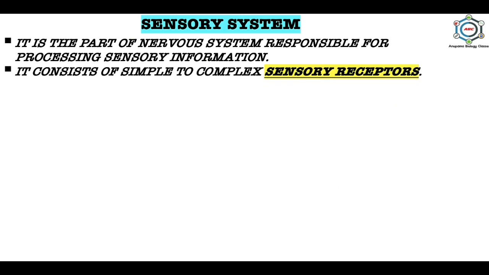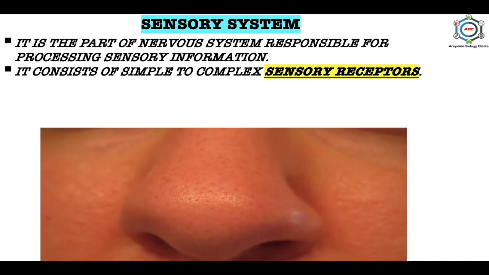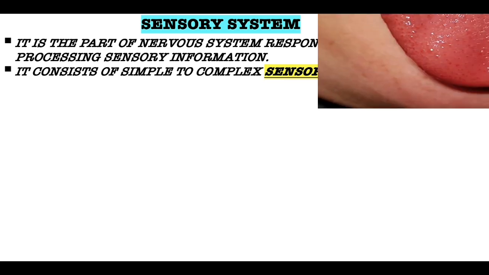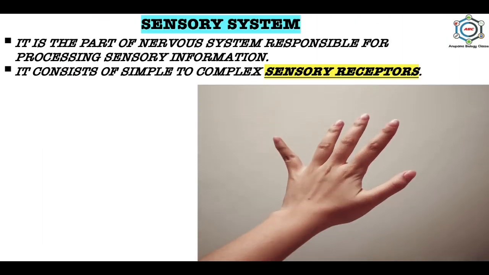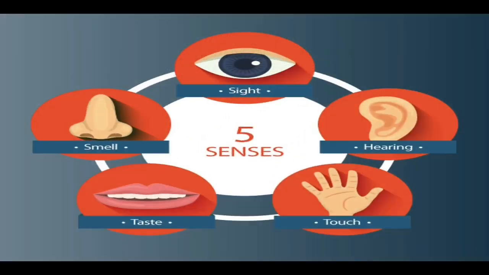It consists of simple to complex sensory receptors, and in our body there are 5 sense organs: eye, nose, ear, tongue and skin. These 5 sense organs have different types of sensory receptors. The eye has light receptors, the ear has position and sound receptors, the skin has touch, pressure, pain and temperature receptors, the tongue has chemical receptors, and the nose also has chemical receptors.